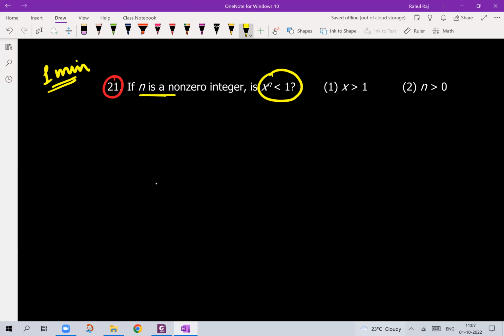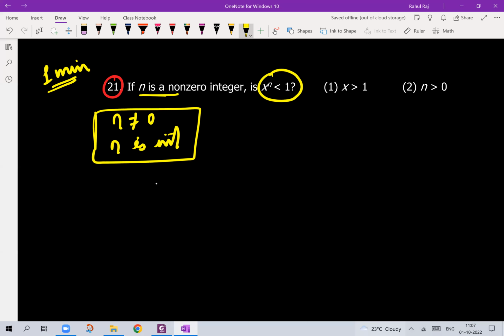What is the information given to you? n is a non-zero integer. It means n is not equal to 0 and also n is an integer. This is given to me. A bit of information is given to me in the question that n is not equal to 0, n is also an integer. The question is asking, is x to the power n less than 1?